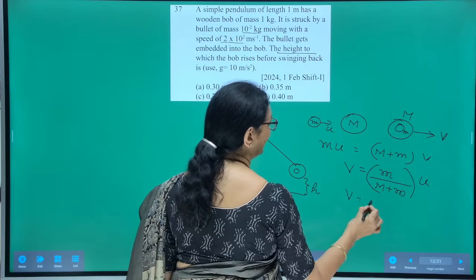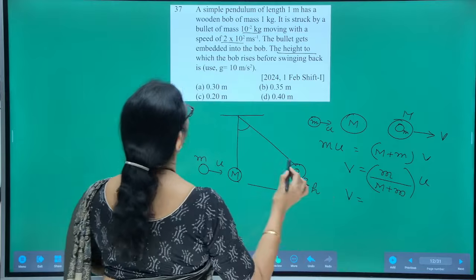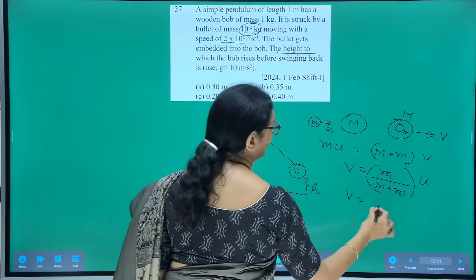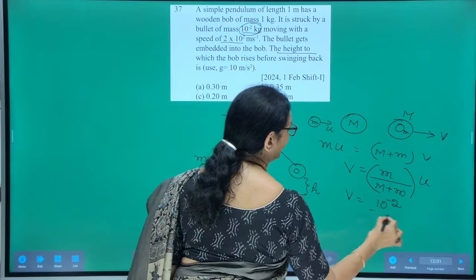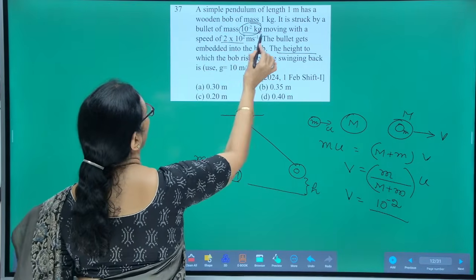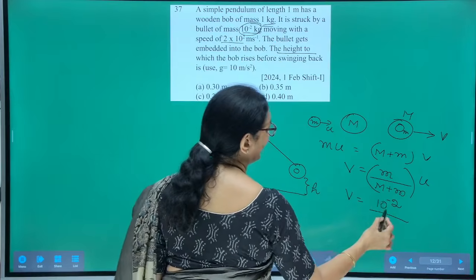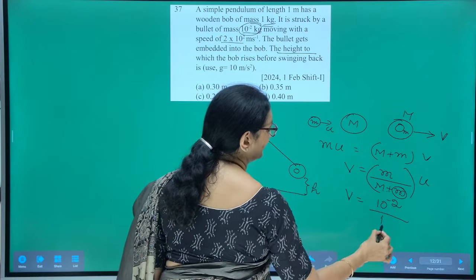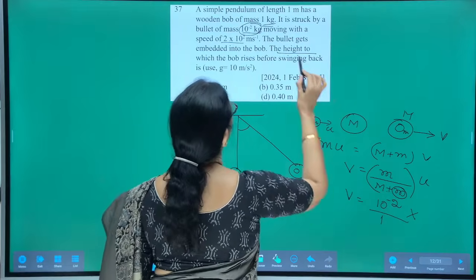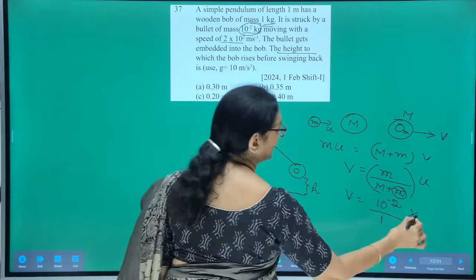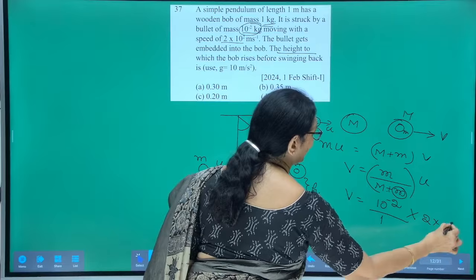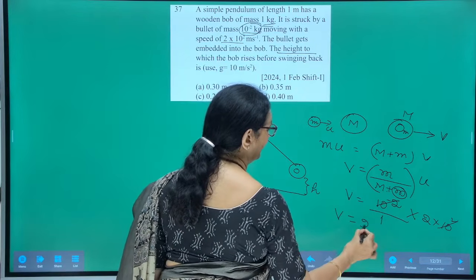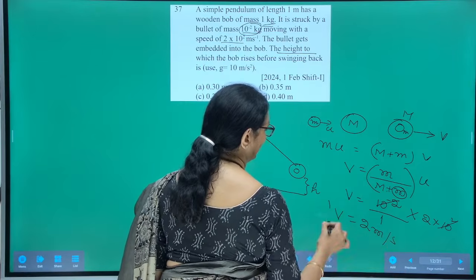So, v is equal to, mass of the bullet is given as 10 power minus 2 kg. Mass of the block is 1 kg, 1 plus 10 power minus 2, this can be neglected. So, this is 1 into velocity of the bullet, which is given as 2 into 10 square. 10 square and 10 power minus 2 cancel, and v is equal to 2 meter per second.